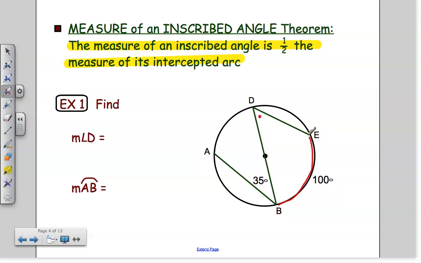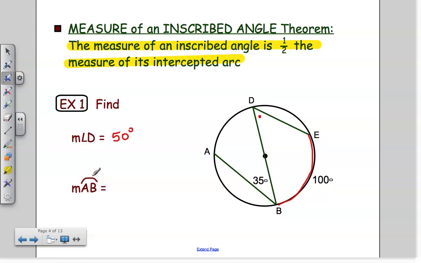Its arc is BE. The measure of its intercepted arc is 100 degrees. An inscribed angle is half of that, half of 100, so 50 degrees for angle D. And that looks about 50 degrees, so that looks good.